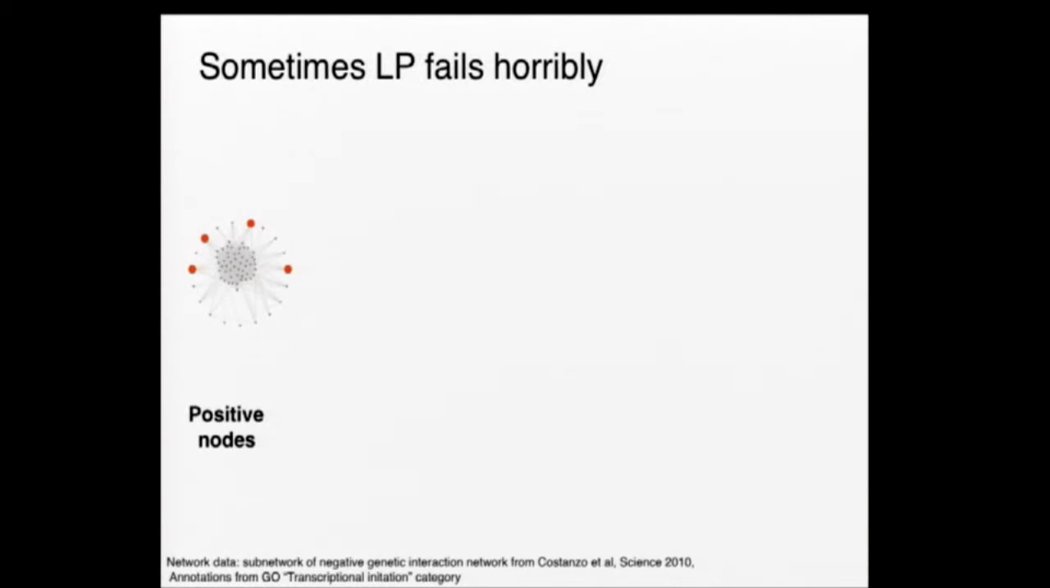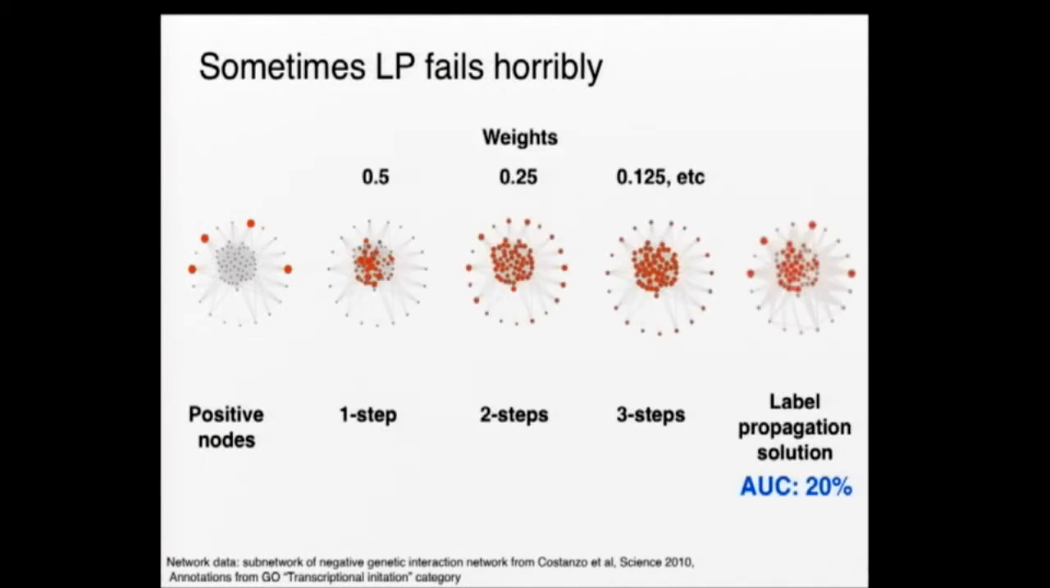So if you just take four of the positive nodes from here, and then you do the label propagation, here's the first step, and I used a 0.5 restart probability. So here's what happens after the first step. Of course, these guys aren't connected to one another, so you all go in there. And this is what happens after the second step, and this is what happens after the third step. And then this is what the label propagation solution to this is. And that is horrible. It's actually much worse than random.